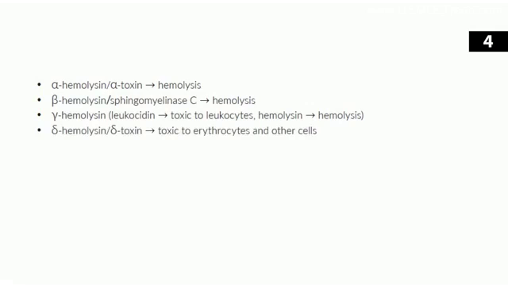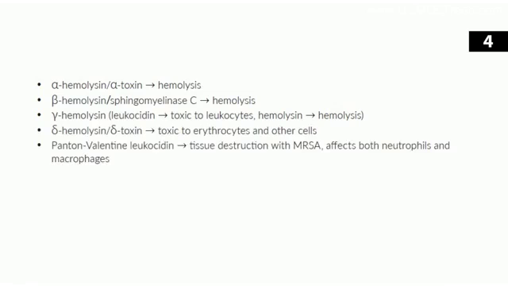Another important toxin I want you to remember is Panton-Valentine leukocidin. It's responsible for a lot of the tissue destruction that we see with community-associated MRSA, or methicillin-resistant Staphylococcus aureus. It too is a bicomponent toxin like gamma hemolysin. Panton-Valentine leukocidin affects both neutrophils and macrophages. Okay, so now let's talk about 2 superantigens produced by Staph aureus, the enterotoxins and TSST1.